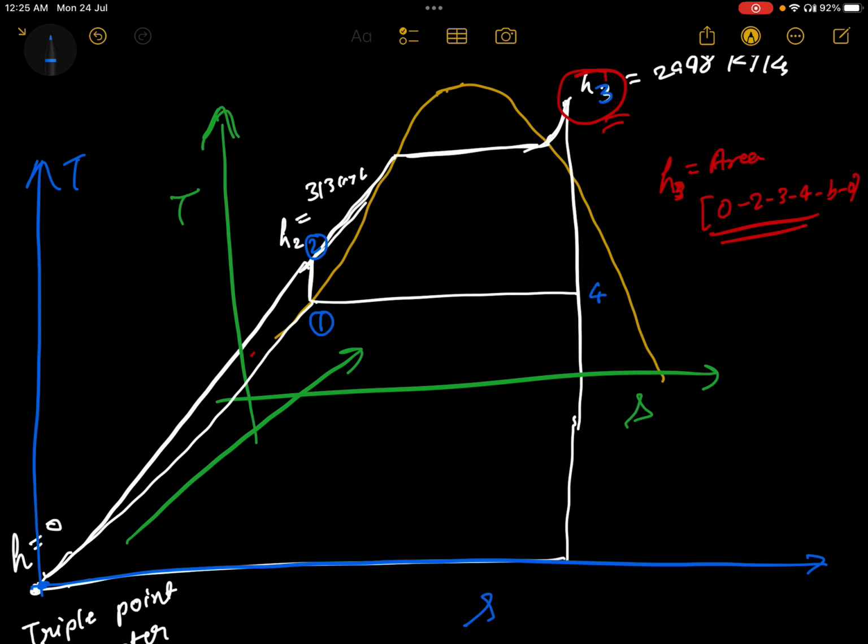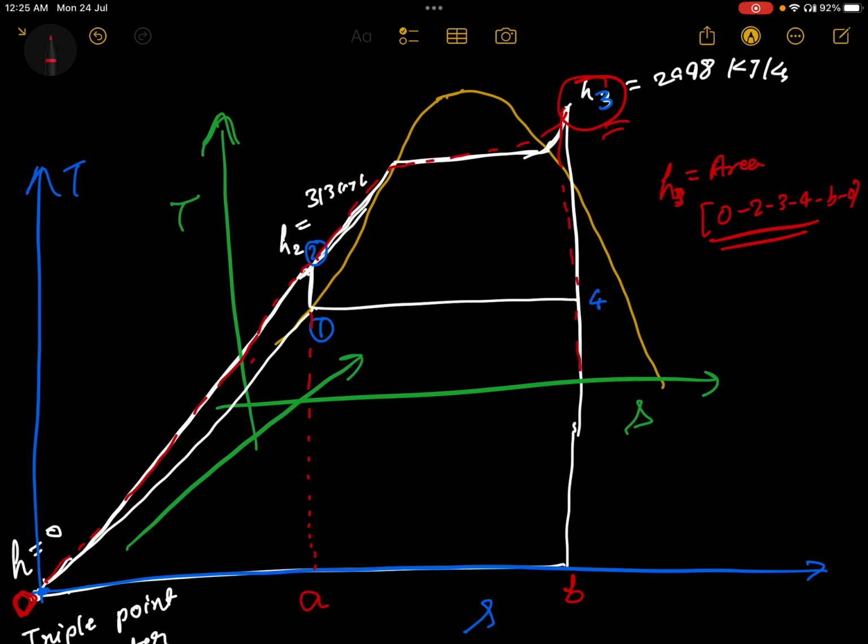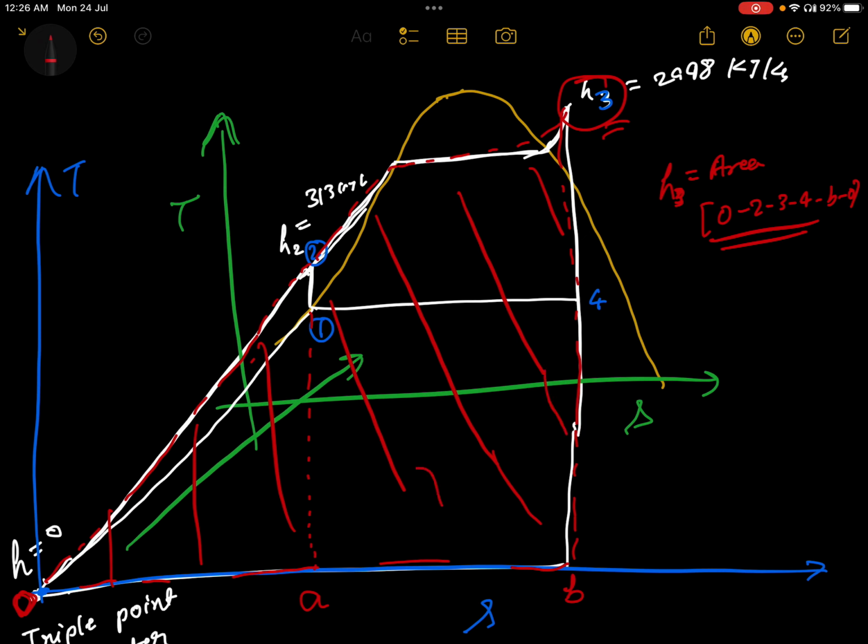I'll show some more points. Let's say this is A and this is B. So point 0 is this. 0, 2, 3, 4, B, 0. This whole portion is actually showing H3.